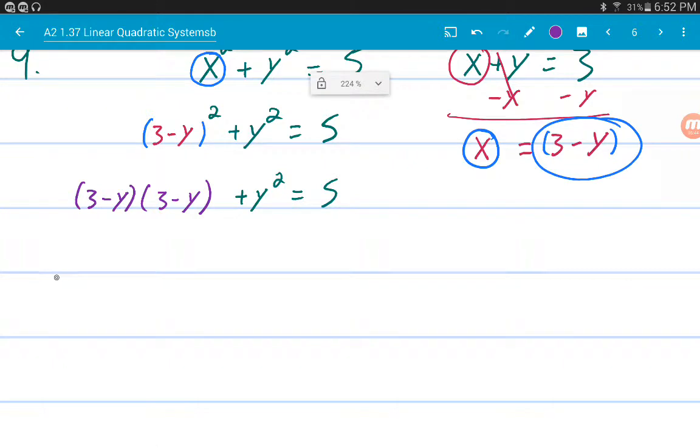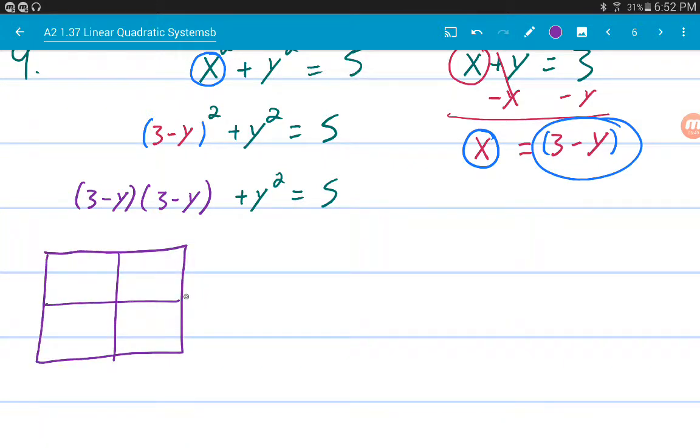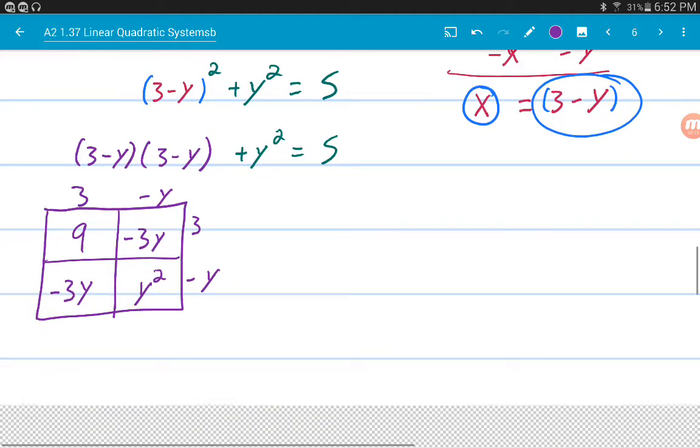3 minus y times 3 minus y, that's a binomial times a binomial, and that means we're going to need a box method. 3 minus y and 3 minus y. Y times negative 3, or 3 times negative y, is going to be negative 3y. Bottom right, negative times negative is positive. Y times y is y squared. 3 times 3 is 9. And 3 times negative y is negative 3y.